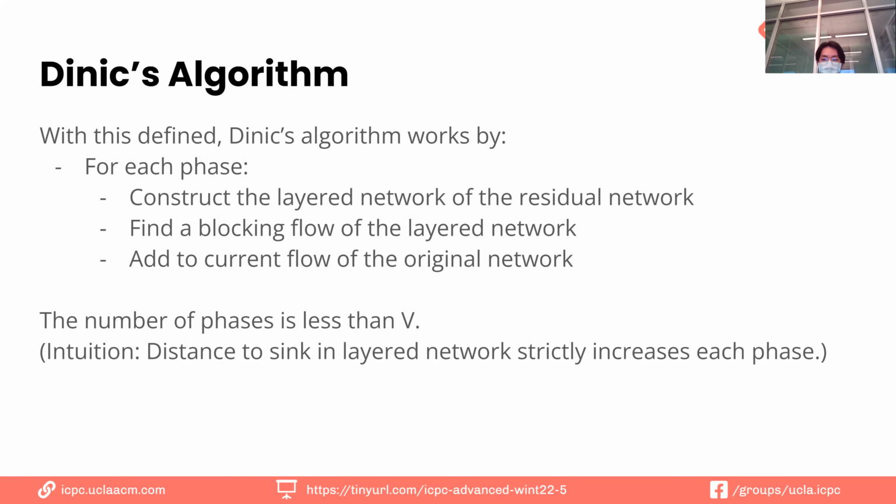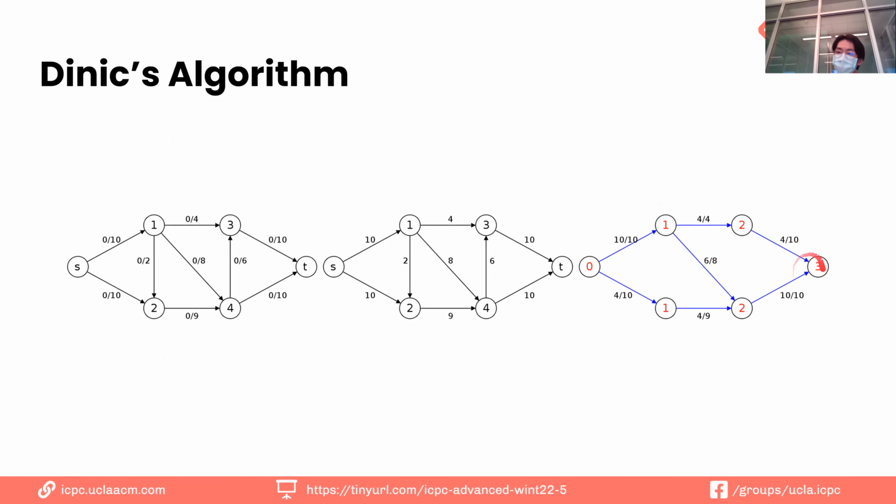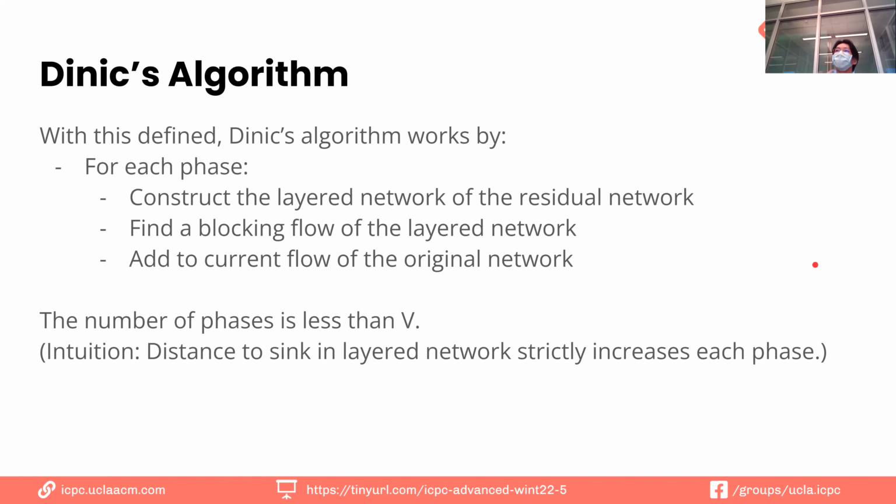The claim for this algorithm is that the number of phases is less than V. I'm not really going to go into this because it's a little complicated, but the intuition is that the distance from the source to the sink strictly increases every phase. So this 3 here is going to increase to 4 and then to 5 and so on. And obviously this is capped at V, because we only have simple paths and those are maxed out at V.